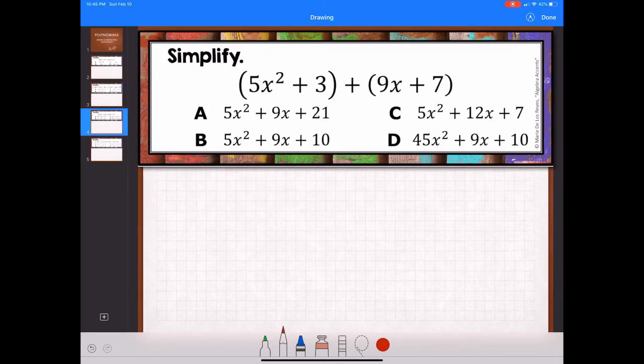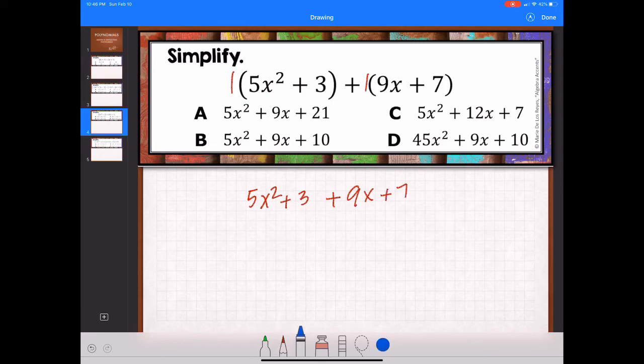Okay, in this particular example, binomial plus binomial. These are just positive ones in the front, so not going to change anything when you distribute. So 5x squared plus 3 plus 9x plus 7.